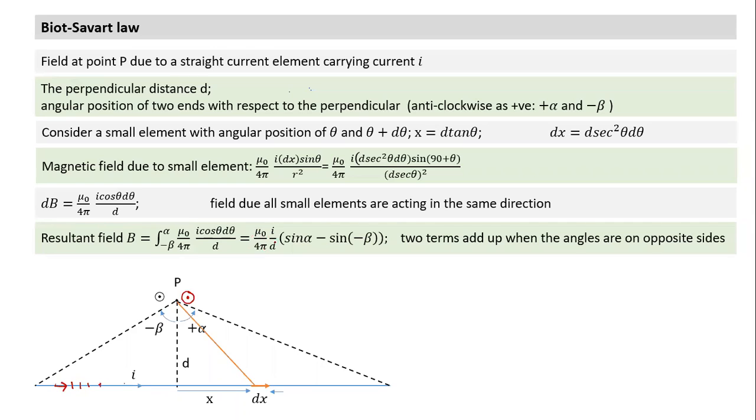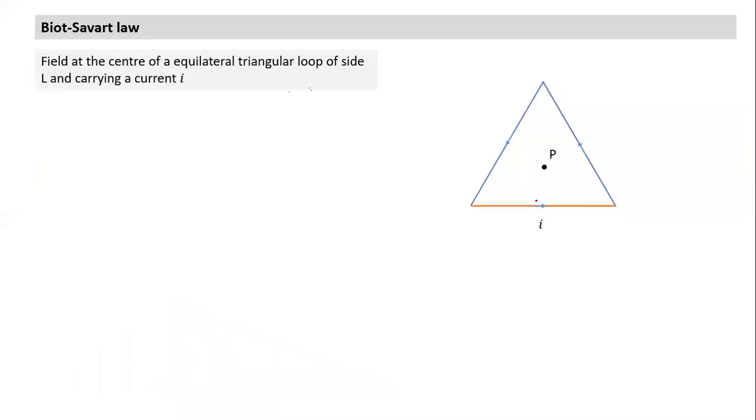It is mu naught by 4 pi, I by d. d is the perpendicular distance of the point from the line of the current element or its extension. Sometimes we have to extend the line to find the perpendicular distance. So we drop a perpendicular from point P onto the line of the current element or its extension. And sine alpha and sine beta are the angles made by the two extremes with respect to the perpendicular. If the two ends are on opposite sides of the perpendicular, add them up. If both ends are on the same side, it's a difference of the two. Let's apply this case here.